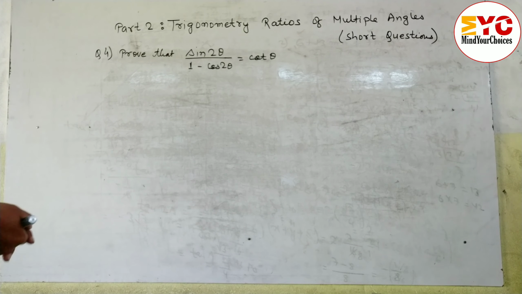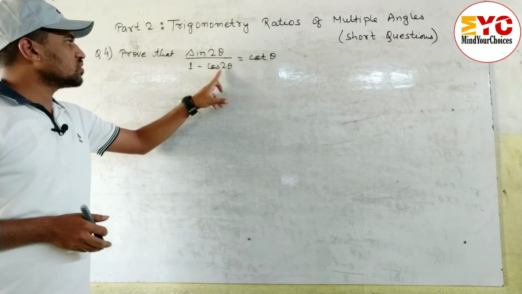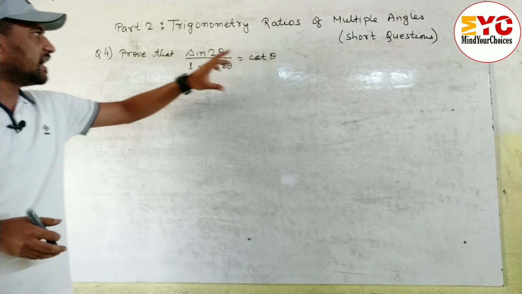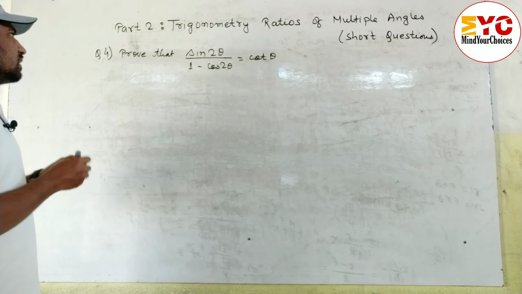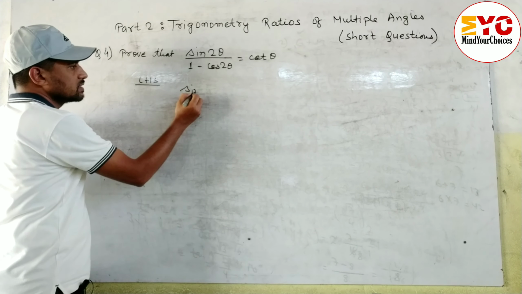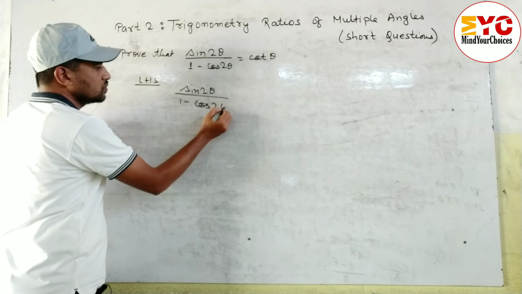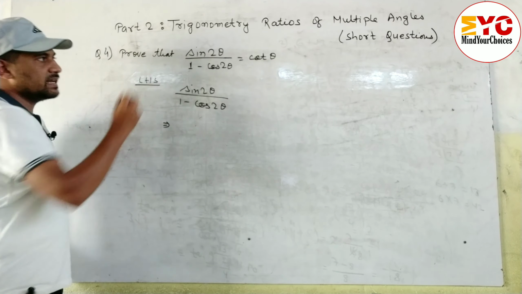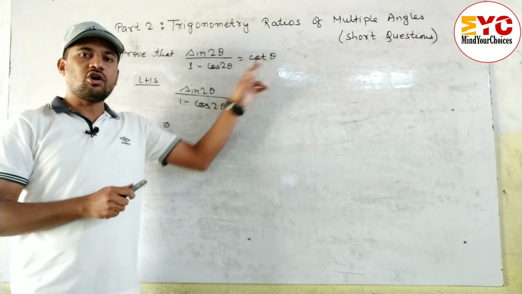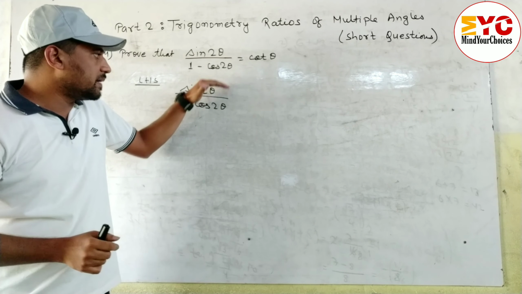I have a question: prove that sin 2 theta by 1 minus cos 2 theta is equal to cot theta. We have to prove cot theta. Now let's take LHS. LHS is sin 2 theta by 1 minus cos 2 theta. Now you can see in RHS what we have to prove: cot. Cot means cos by sin.